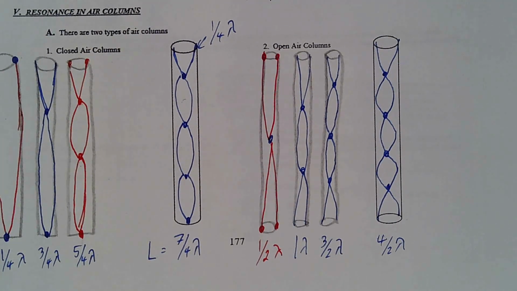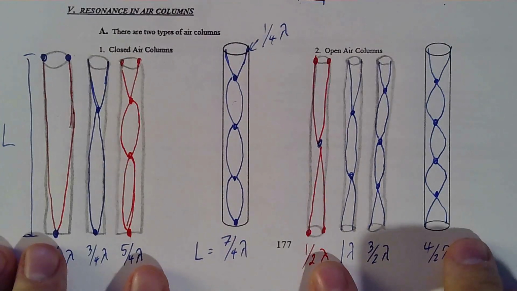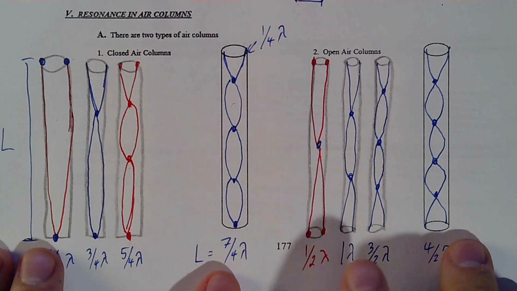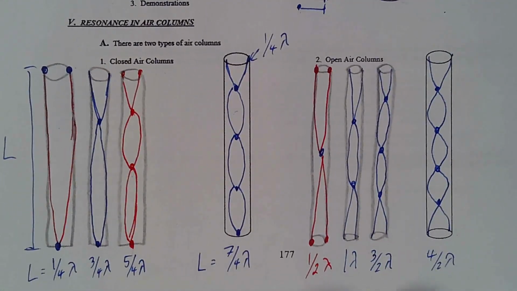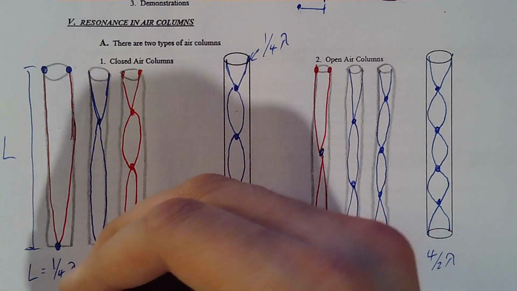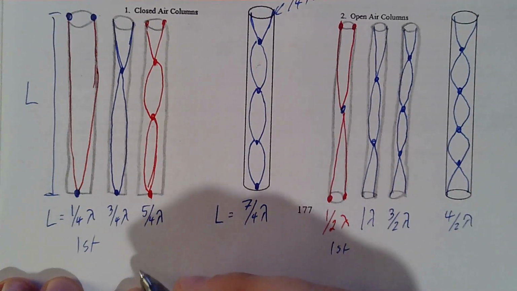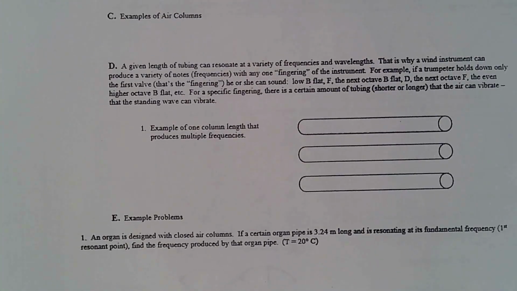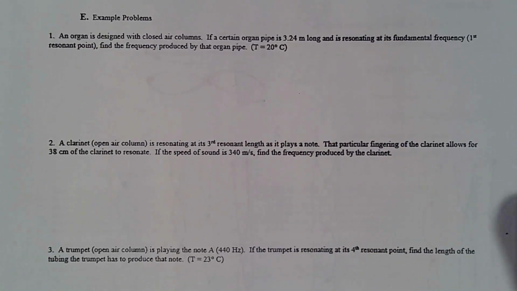So just keep this in mind as we're going through with things. When you're calculating for open and closed air tubes, you can always find the number of wavelengths that they create at whatever resonant point they are. At their first resonant point, it'll be 1/4, 1/2. At their second, it'll be 3/4, 1/2, or 1, so on and so forth. Okay, that is all I am going to leave you with for today.